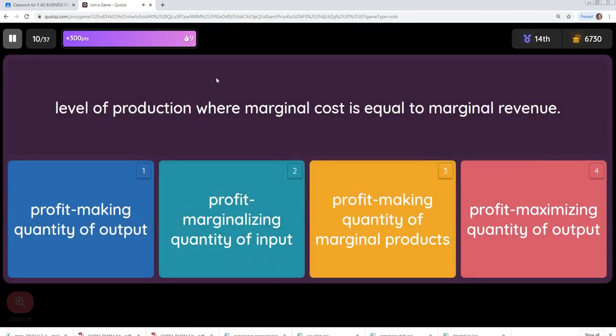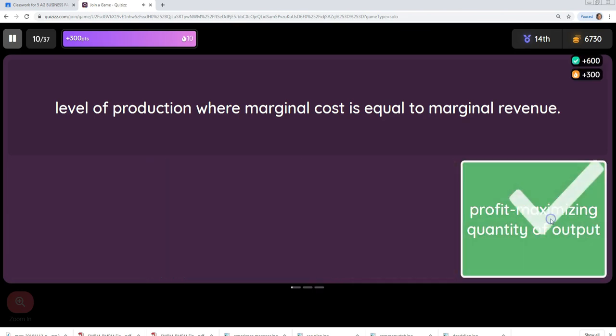Level of production where marginal cost is equal to marginal revenue. So this is where an organization would make the most money, where your costs are equal to the revenue. Marginal cost is equal to the marginal revenue, and that's where you're going to maximize profit. Profit-making quantity, no, not output, because we're looking at money here. Profit marginalized, no, I don't know what that means. Profit-making quantity of marginal products, definitely a wrong answer. Profit maximizing quantity of output, yes.